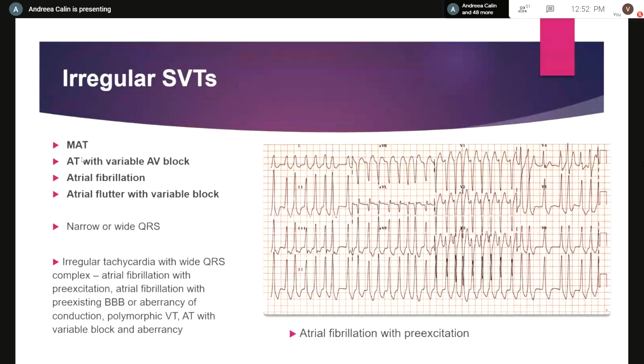This is the case of irregular SVTs. I've mentioned before atrial fibrillation, atrial flutter with variable AV block, and atrial tachycardia with variable AV block, and multifocal atrial tachycardia. These irregular SVTs can have a narrow or wide QRS complex. This is the case of a patient with atrial fibrillation and pre-excitation that conducted through the accessory pathway. In many cases, these patients are unstable, and we need to perform electrical cardioversion at admission.